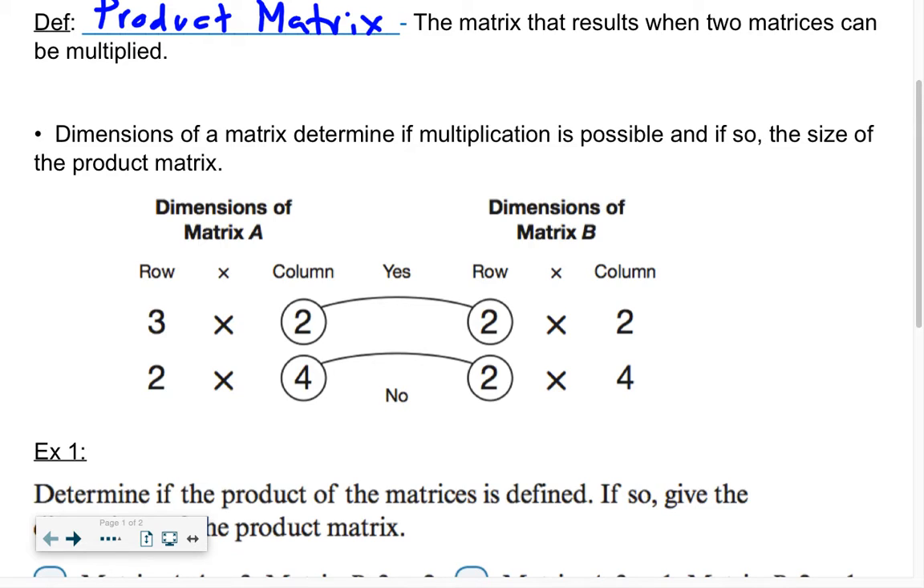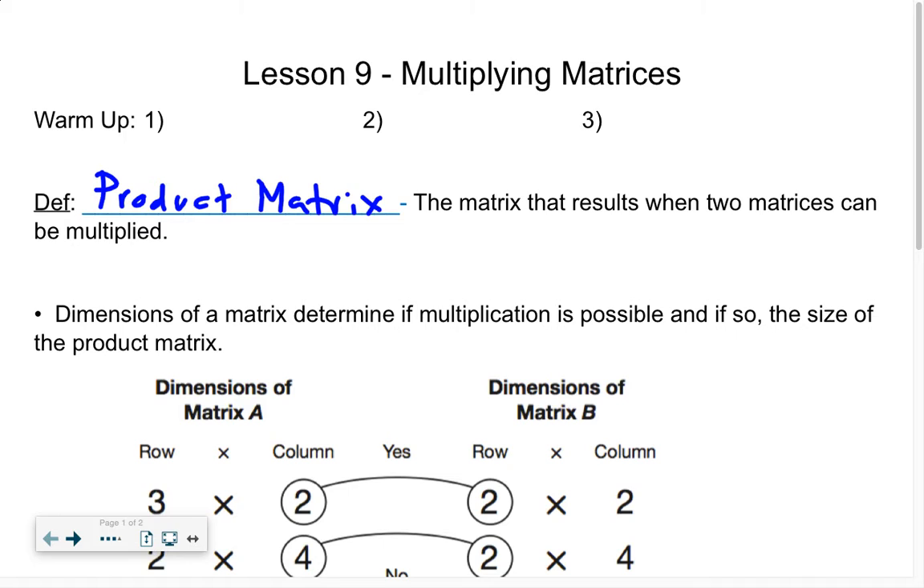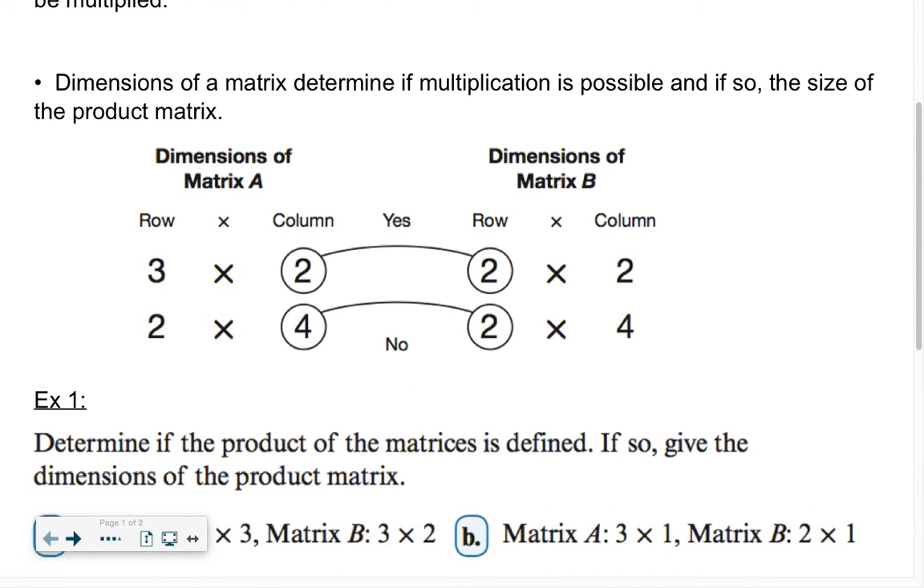So suppose we have matrix A and matrix B and we want to multiply them together. Let's pretend that matrix A is a 3 by 2. Matrix B just happens to be a 2 by 2. So the question is, can we find the product matrix? Is it possible to multiply those together? And where we look is the inner dimensions of the two. If they match up, yes, they can be multiplied together. So if we look at the first example, 2 is equal to 2, yes, we can multiply.